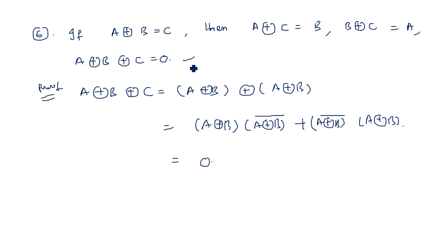There are several proofs. You can do any of the proofs, no problem. But ultimately, we have to ensure that the output is 0. A XOR B XOR C is equal to 0 when A XOR B is equal to C, A XOR C is equal to B, and B XOR C is equal to A. Provided all these three conditions are true, we can say that A XOR B XOR C is equal to 0.